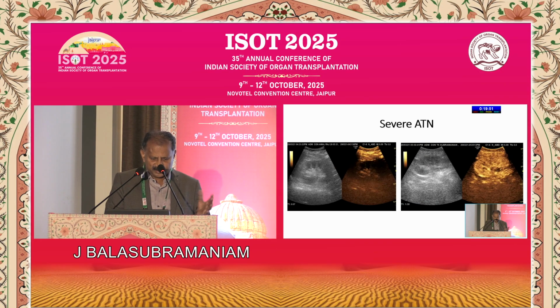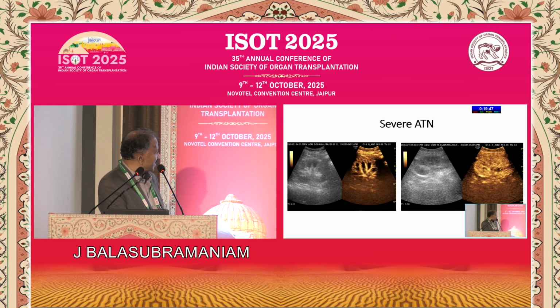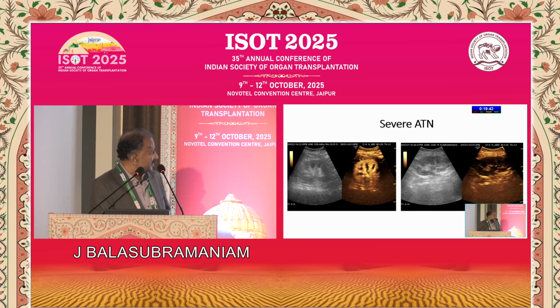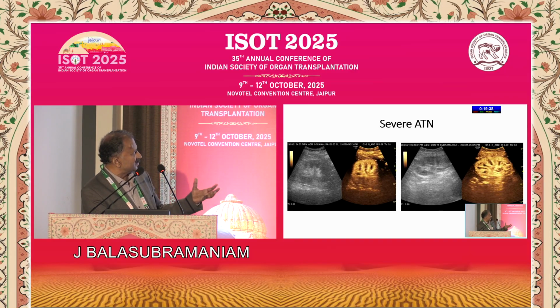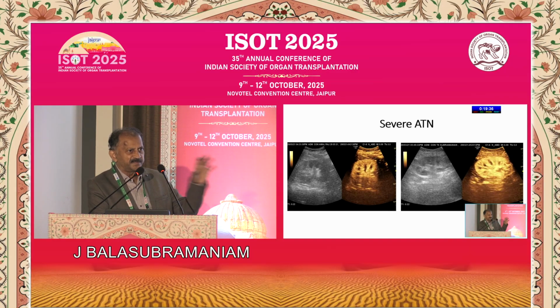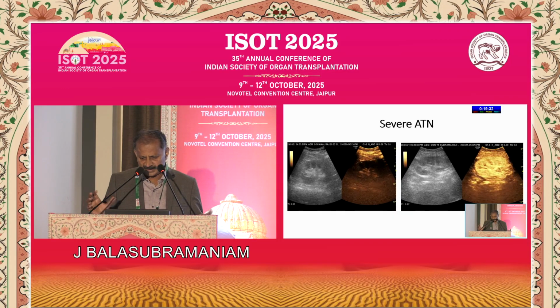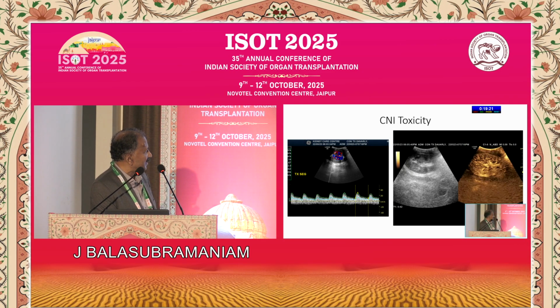And this is a visual thing to see, a case of moderate ATN here and severe ATN on the other side. You see the contrast takes at least 3-4 cycles to reach the periphery. It pulsates. So that itself will tell you that there is some resistance, there is some interstitial edema, because of the ATN. And this is the CNI toxicity, not as severe as the one which I showed earlier.